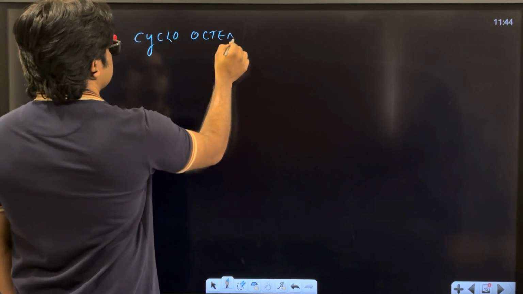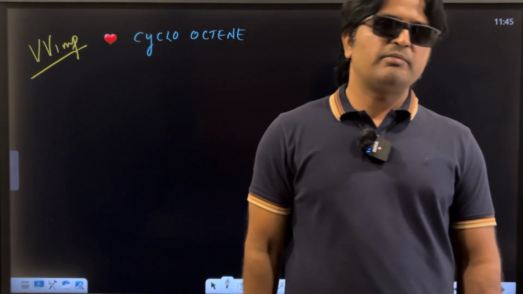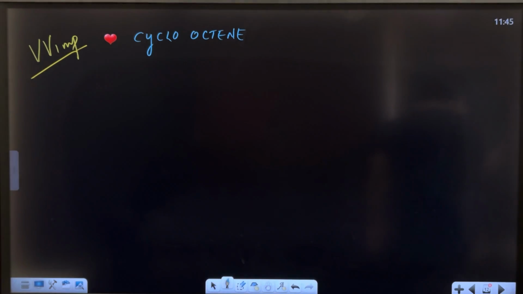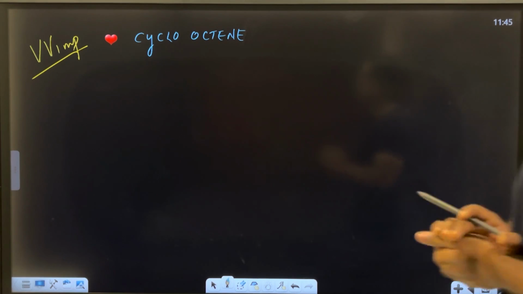Cyclooctene. In cyclooctene, the double bond can show geometrical isomerism. Okay, one second, let me check the video. Yeah, clear. This is a very good example, cyclooctene.